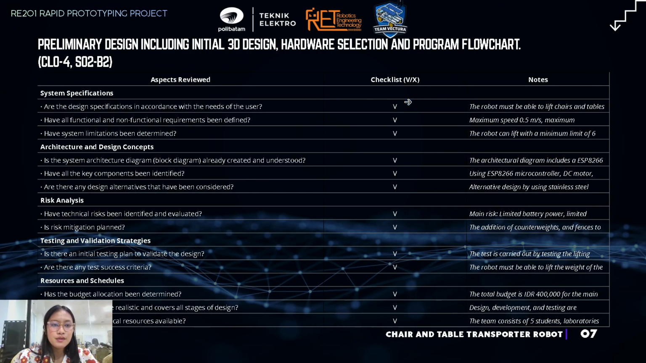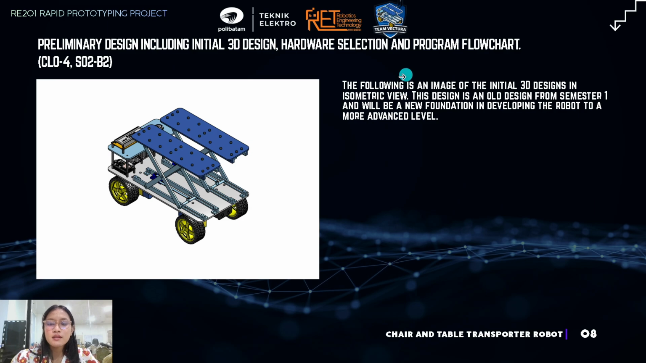Next, the preliminary design, including initial design, hardware selection, and program flowchart. All preliminary design aspects, from technical hardware to budget and risk, have been verified and approved, confirming the project is ready for the development and prototyping phase. Next, the following is an image of the initial 3D design in isometric view. The design is designed from scratch and will be a new foundation in developing the robot.